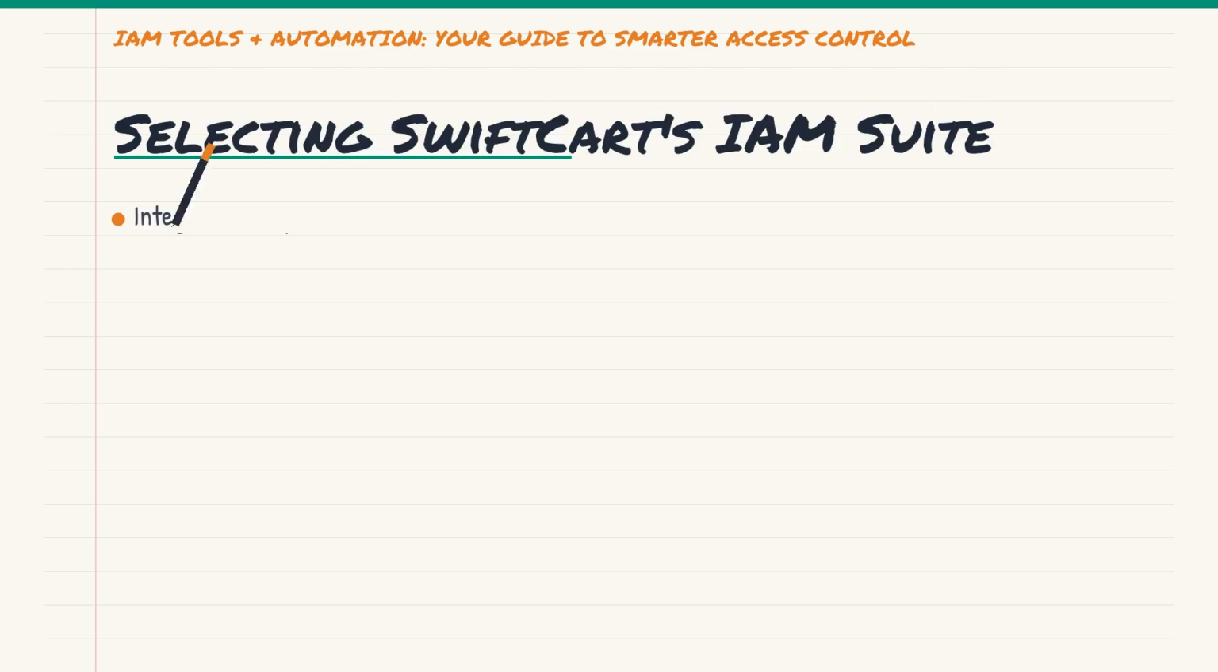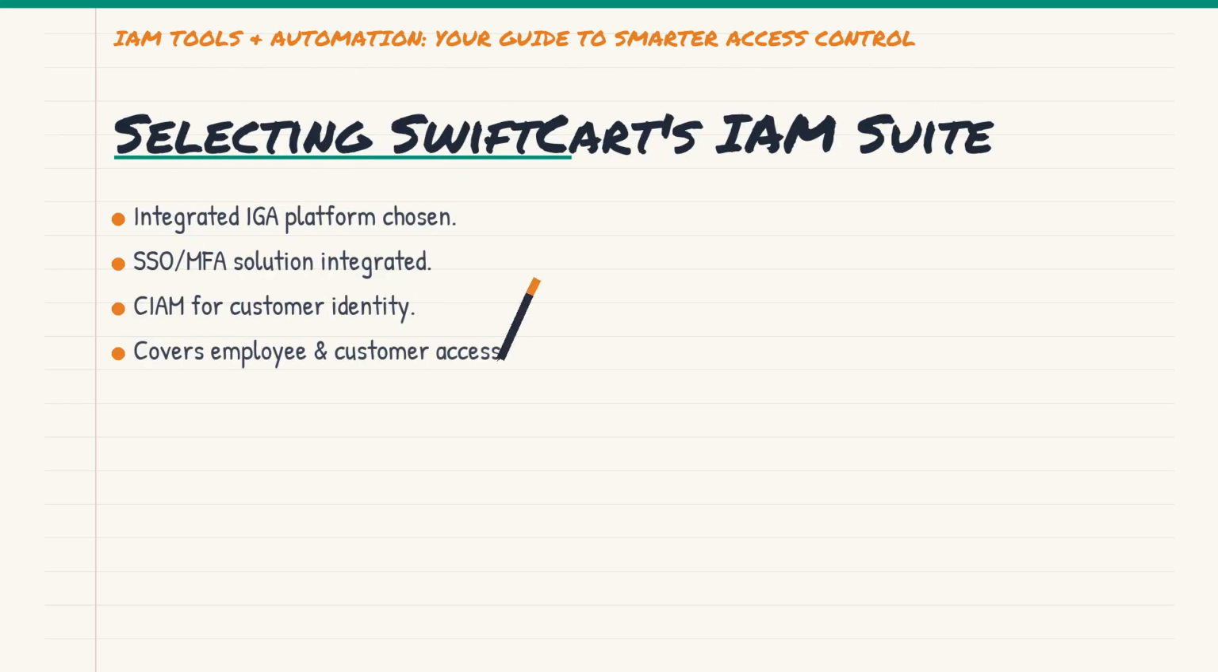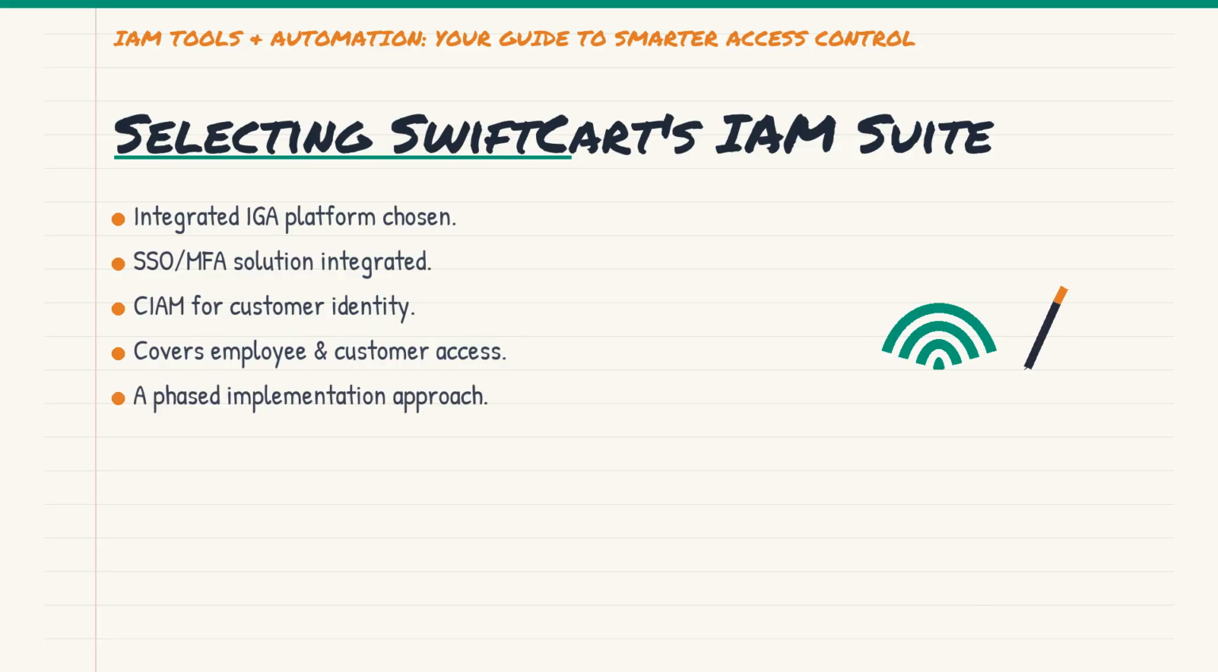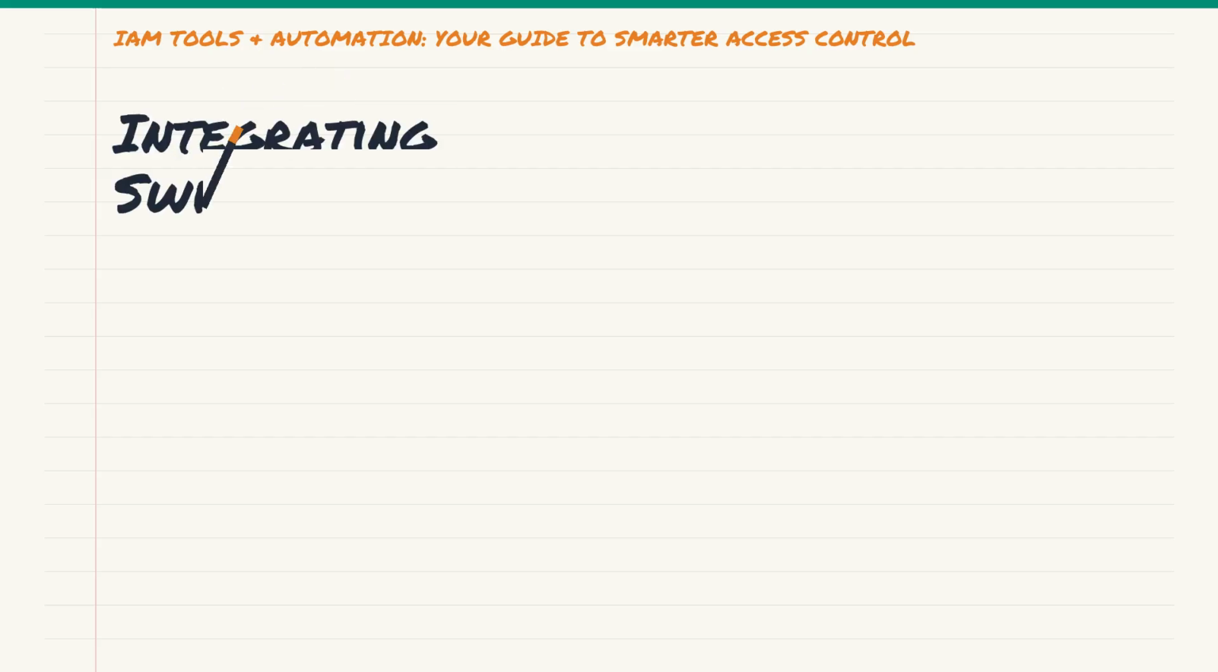SwiftCart decides to invest in an integrated identity governance and administration (IGA) platform. This platform will handle their internal user lifecycle management, automate access requests and approvals, and facilitate access certifications. They'll pair this with a strong SSO and MFA solution, potentially from the same vendor or a complementary one, to secure access to their cloud applications like their CRM, ERP, and collaboration tools. For customer-facing applications, they might use a Customer Identity and Access Management (CIAM) solution that supports OAuth and OpenID Connect for seamless, secure customer logins. Integration is key.